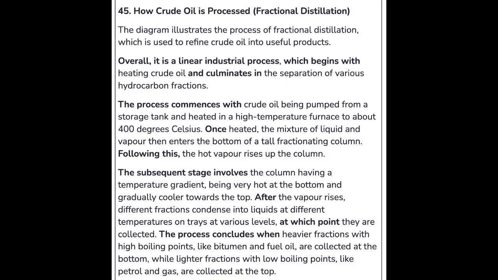The subsequent stage involves the column having a temperature gradient, being very hot at the bottom and gradually cooler towards the top. After the vapor rises, different fractions condense into liquids at different temperatures on trays at various levels, at which point they are collected. The process concludes when heavier fractions with high boiling points, like bitumen and fuel oil, are collected at the bottom, while lighter fractions with low boiling points, like petrol and gas, are collected at the top.